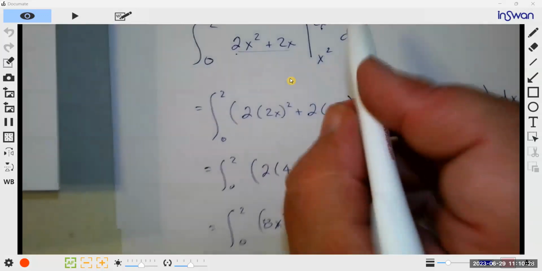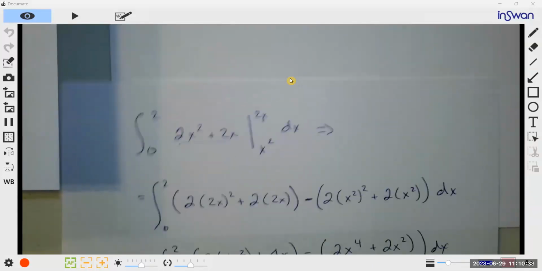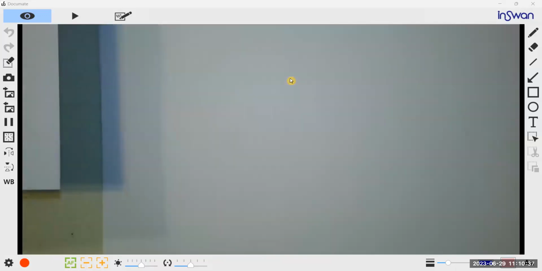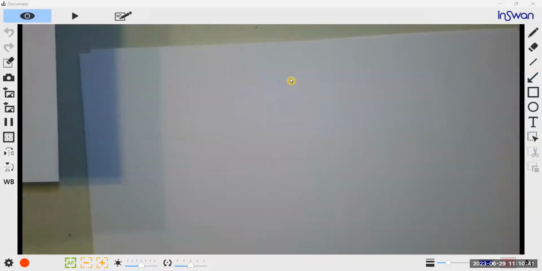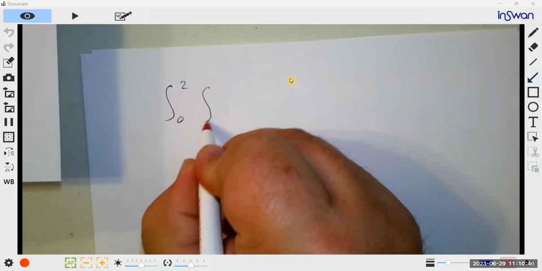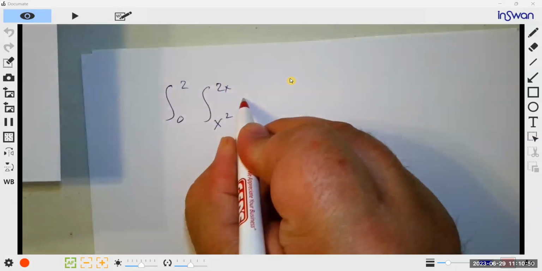But what I want to do now is change these bounds of integration and see if I get the same answer. If I get a different answer, then I did something wrong with one of the two. I'll check it again. So let's see this. We had 0 to 2, x squared to 2x.